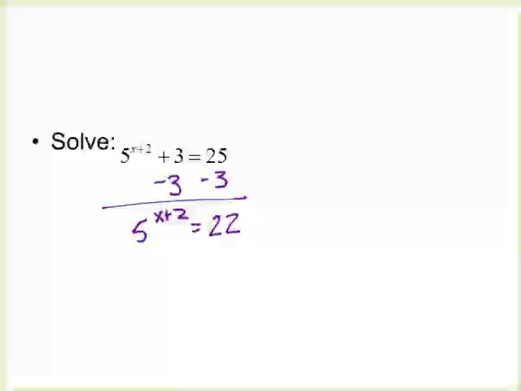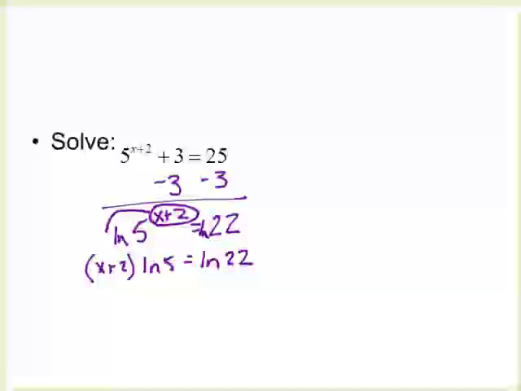Now 22 cannot be written as a power of 5. So now we need to do logarithms. 5 is not a special number, so you can do the common log or the natural log. So I'll just write an ln in front of both sides. Then we're going to bring down that power of x plus 2, that whole power of x plus 2, which is all a group together. So we need to use grouping symbols when we bring it down front. So x plus 2 grouped in parentheses times the ln of 5 equals the ln of 22.